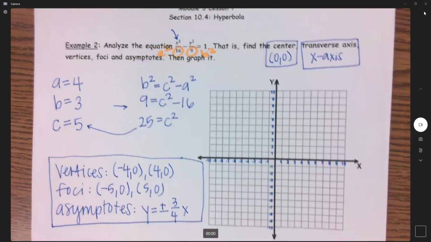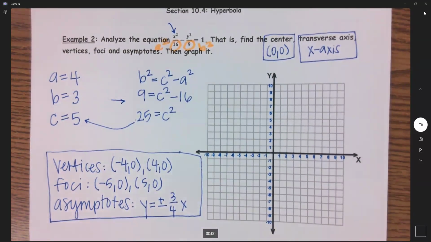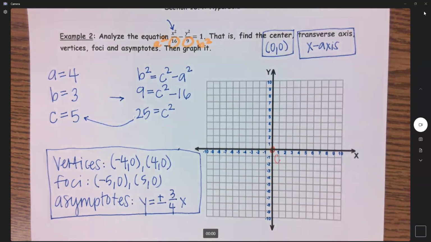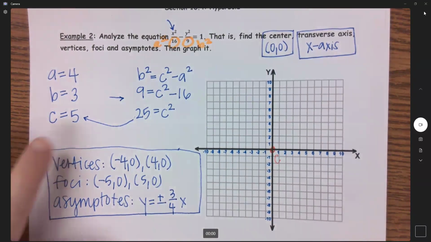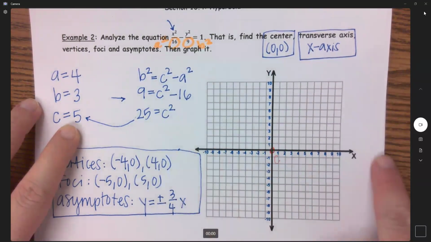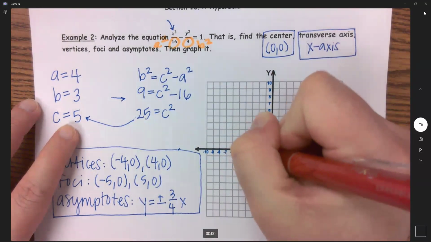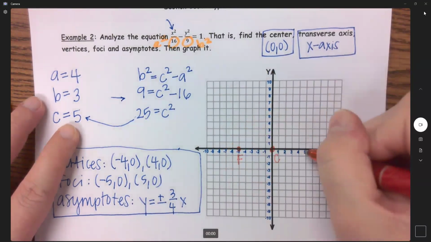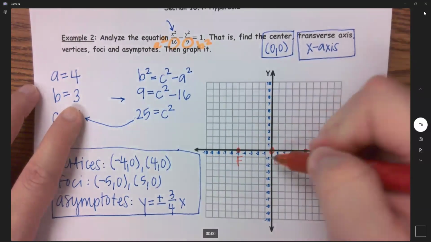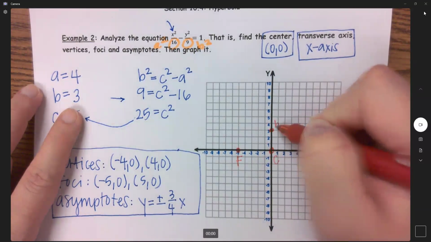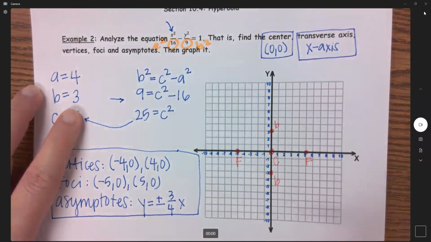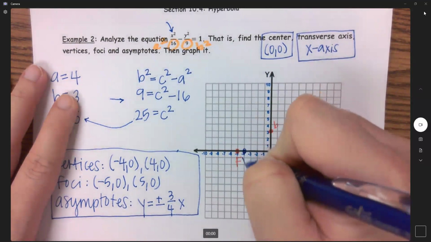So now let's graph it. So we'll start with the center, and I'm going to put that in red. There's my C for center. I'll go ahead and do my foci since I know the transverse axis is the x. All of these need to be on the x. I'm going to go 5 to the left and 5 to the right. I'm going to go ahead and do my B since I have my red out. I'm going to go 3 up for my B and 3 down for my B. And then I'll get my blue and I'll plot my vertices.